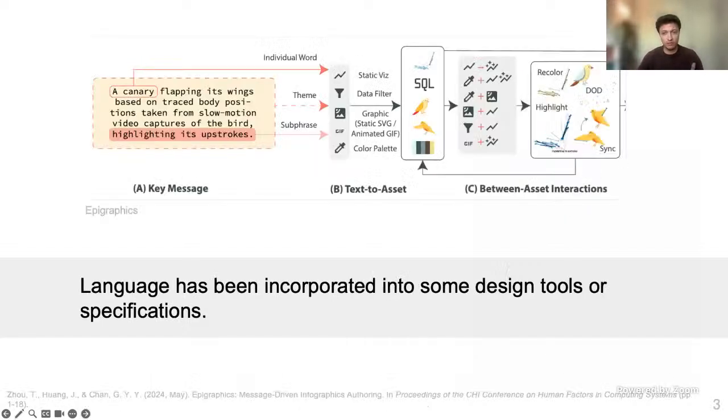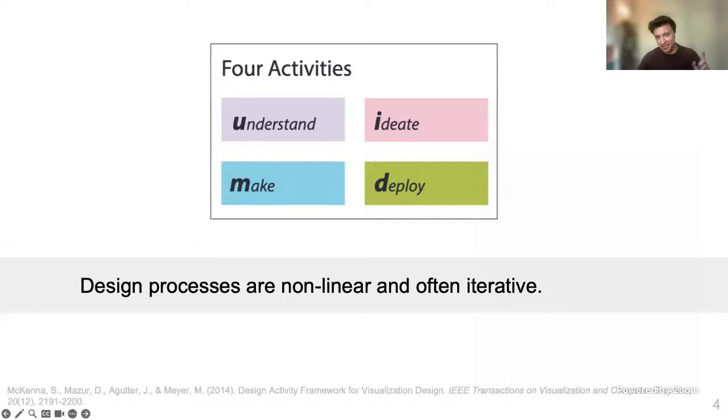The closest idea we found was the use of a key message in the infographics design tool Epigraphics. In this case, the text acted as a primary actor, guiding the design process and suggesting different design elements. And when we say design process, we're often thinking about this kind of nebulous activity where designers iterate and take nonlinear paths to their final designs. In this paper, we used the design activity framework to better understand the stages of the design process.